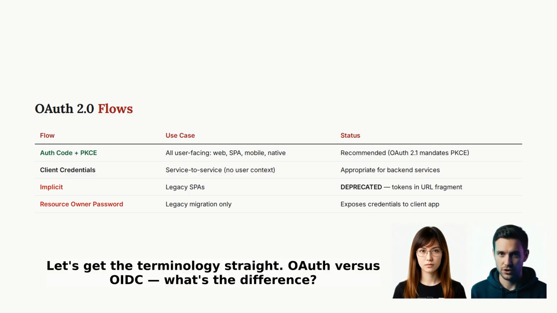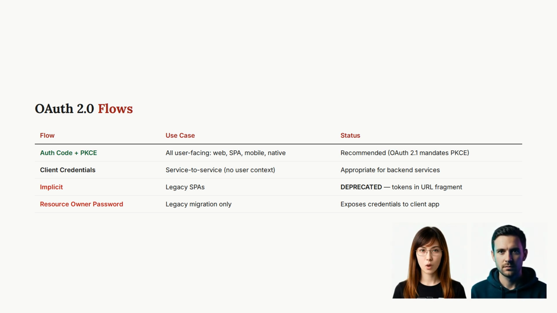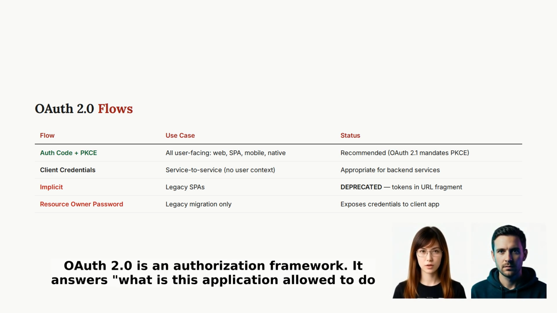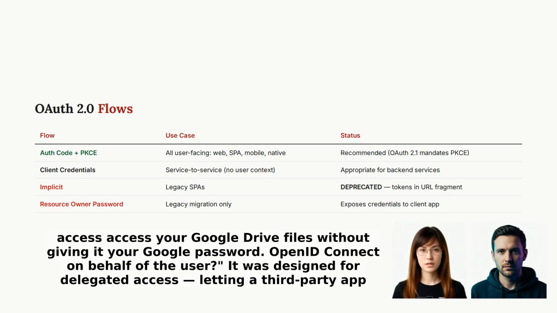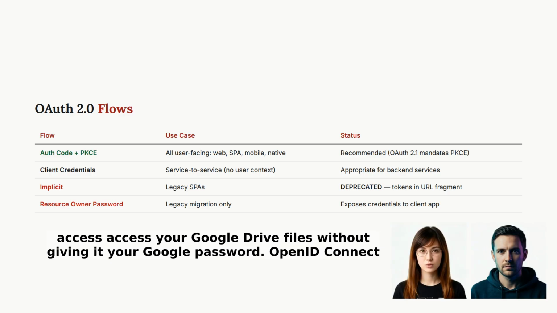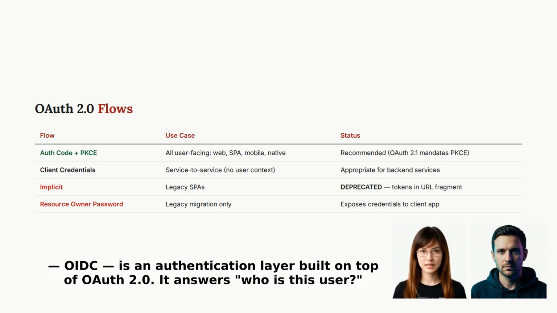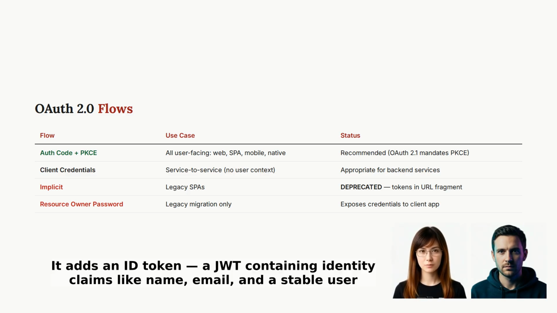Let's get the terminology straight. OAuth versus OIDC. What's the difference? OAuth 2.0 is an authorization framework. It answers what is this application allowed to do on behalf of the user. It was designed for delegated access, letting a third-party app access your Google Drive files without giving it your Google password. OpenID Connect, OIDC, is an authentication layer built on top of OAuth 2.0. It answers, who is this user? It adds an ID token, a JWT containing identity claims like name, email, and a stable user identifier.